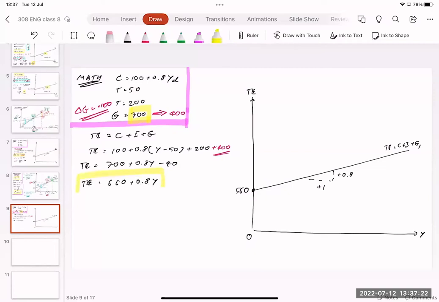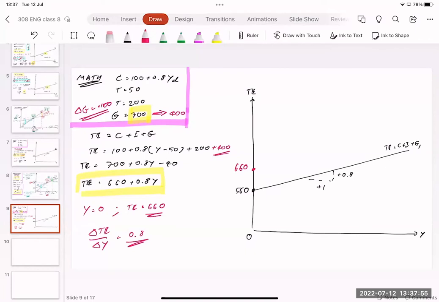This is the new equation for the total expenditure. The change is in the starting point. You can calculate it: if Y equals 0, TE is going to be equal to 660. The starting point changes from 560 to 660. You see that? How about the slope? Delta TE over delta Y equals 0.8. The slope is the same.